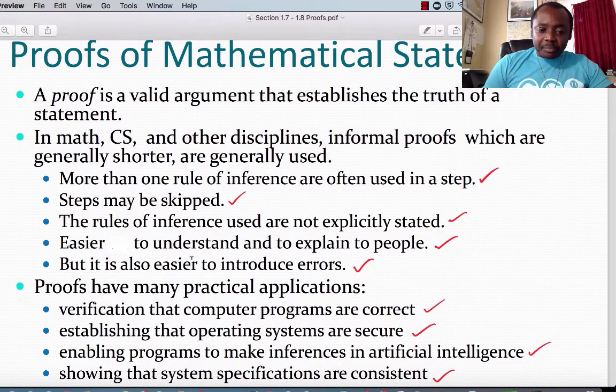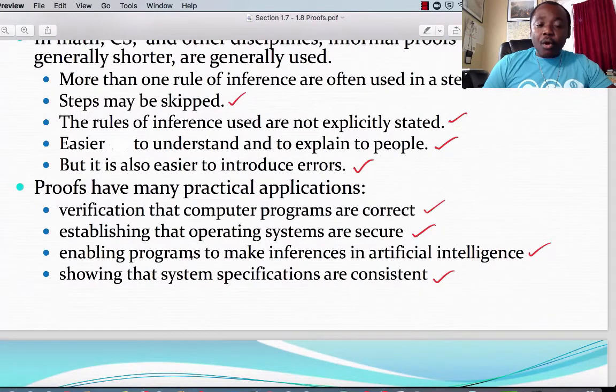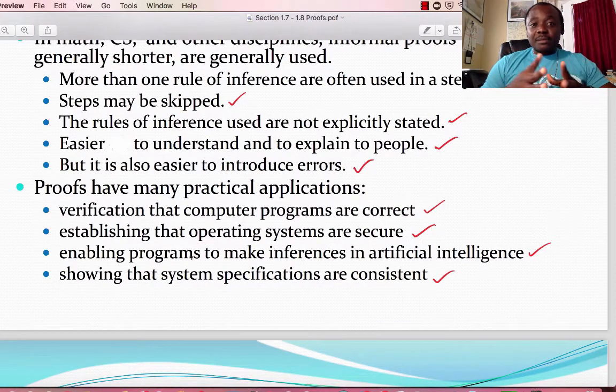Proofs have many practical applications. Number 1, verification that computer programs are correct, establishing that operating systems are secure, enabling programs to make inferences in artificial intelligence, and showing that system specifications are consistent. So the concept of proofs is very important, not just in mathematics as a subject, but also in practical applications.